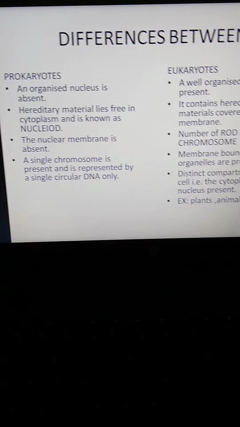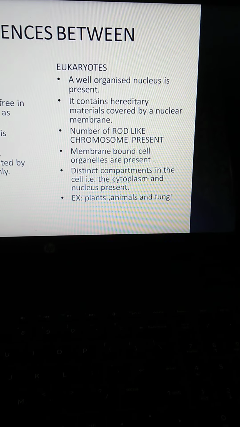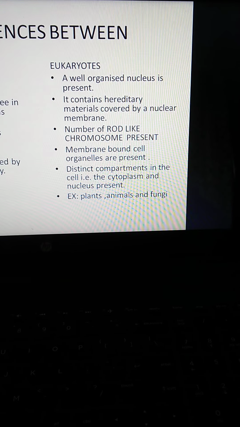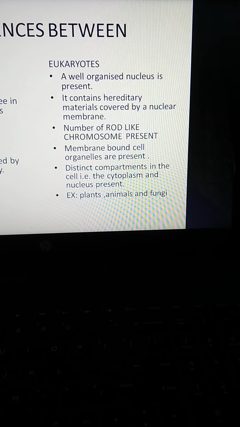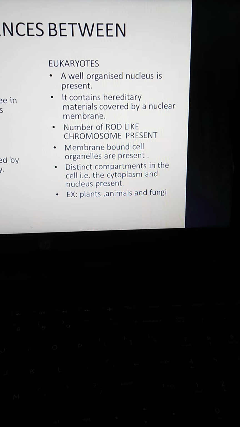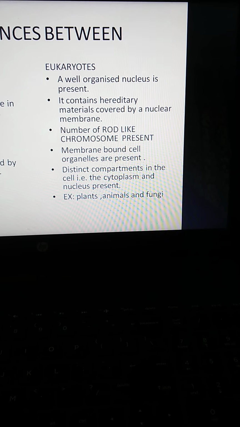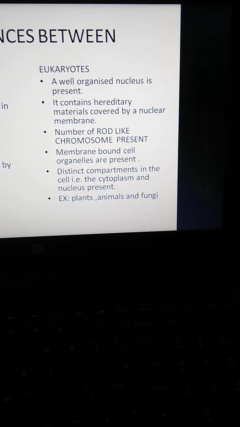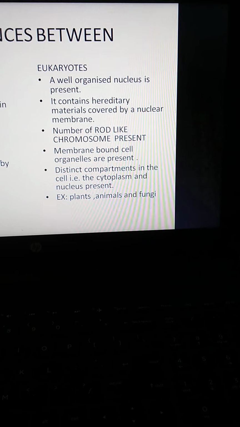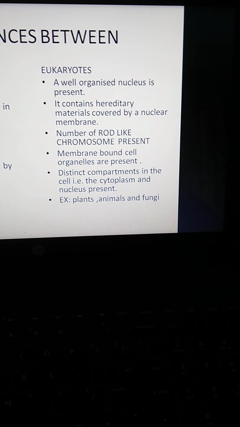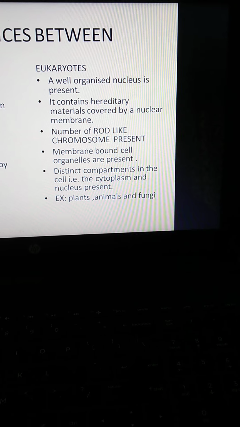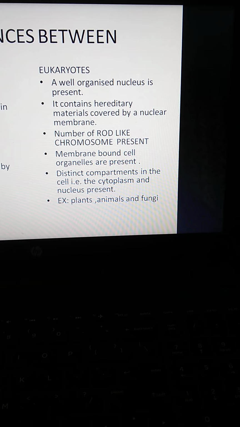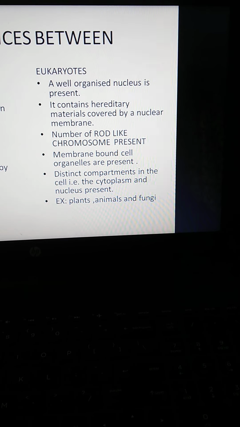Compared to that, eukaryotes have a well-defined or well-organized nucleus. The hereditary material is definitely covered by a nuclear membrane. Chromosomes are seen at the time of cell division. They also have membrane-bound cell organelles, whereas prokaryotes lack membrane-bound cell organelles. There is a distinct compartment, as the nuclear membrane is present, so they have distinct compartments as cytoplasm and nucleus. And examples of eukaryotes are plants, animals and fungi.